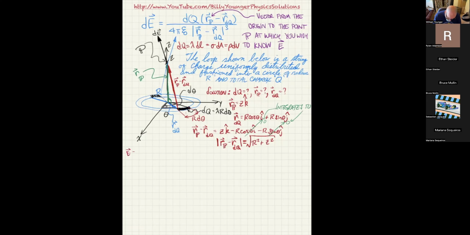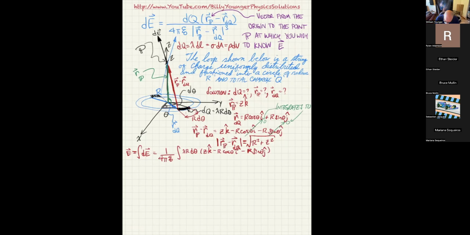So E is equal to the integral of dE, which I'm going to call one, oops, I'm running out of space already. That's okay. I'll just stop when I get there. 1 over 4 pi epsilon naught integral. Now my dq is lambda r d theta. So I'm going to say lambda r d theta. There's my dq. I'm going to write in my rp minus rdq, which is going to be z k hat minus r cosine theta i hat minus, oops, a different r, sine theta j hat. That's my entire vector. So we see my B-rad coming around the corner.